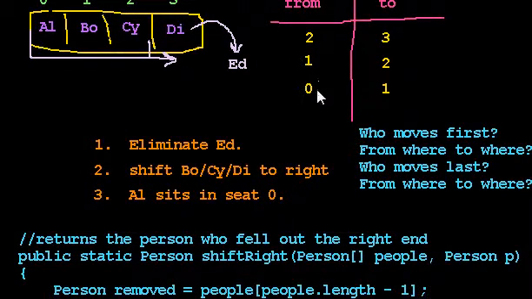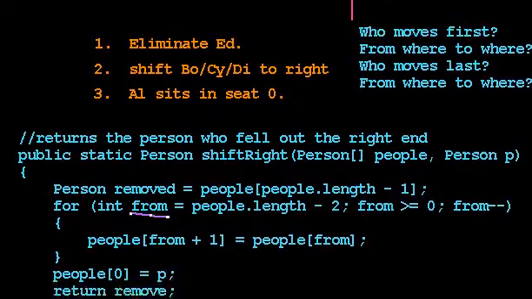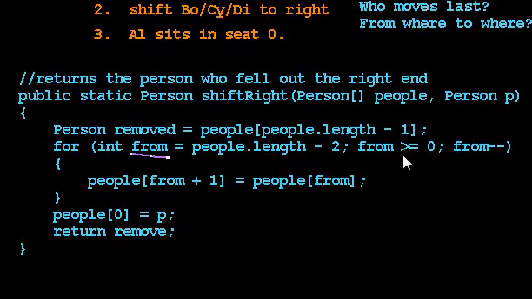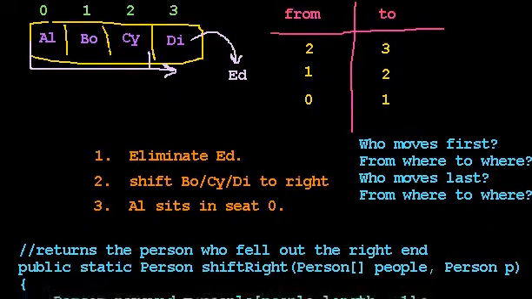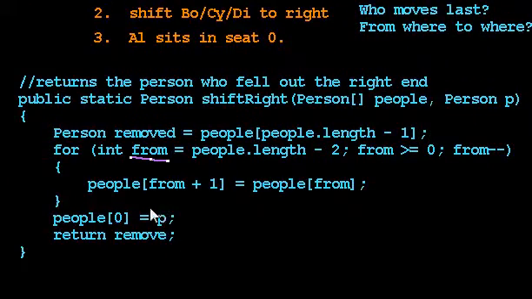It's counting down, and the last person who moves is from seat 0, hence from is greater than or equal to 0. And then the person at seat from moves into seat from plus 1, right? We move from that number to that plus 1. And then the new person sat down on the left-hand side, and we returned the person who we removed.